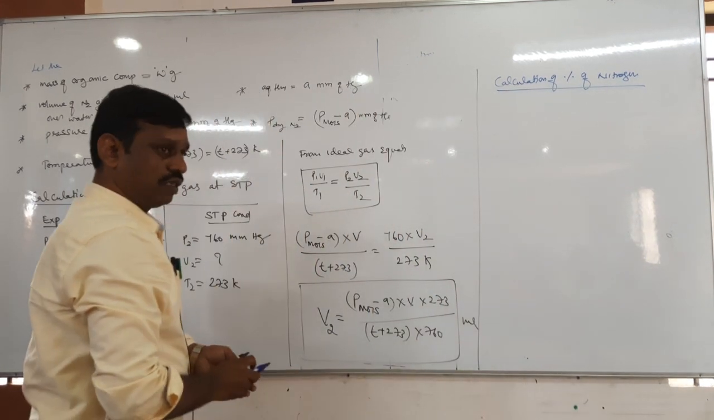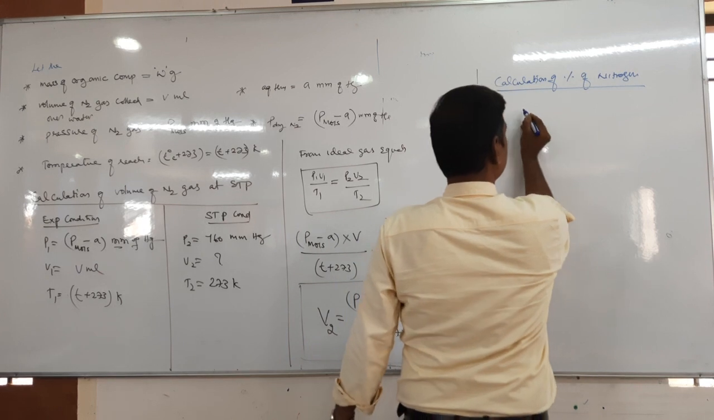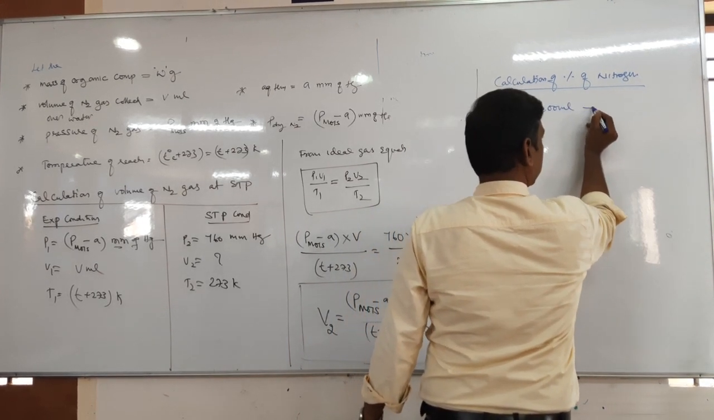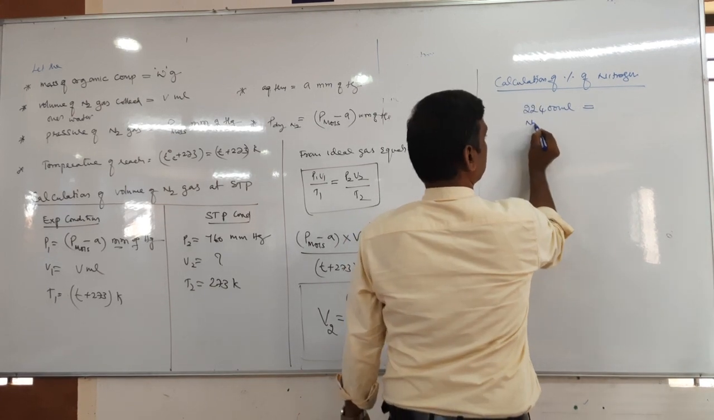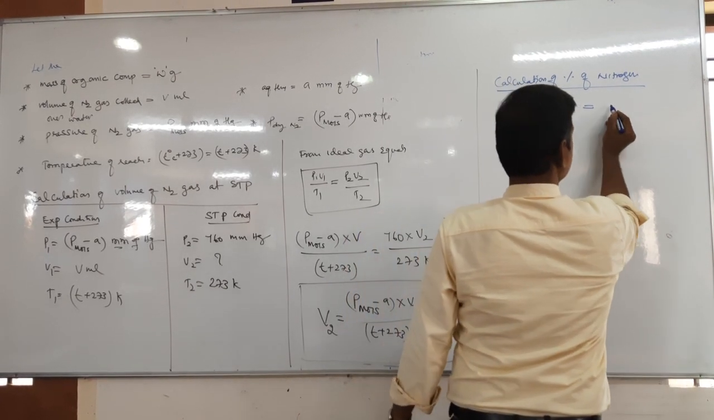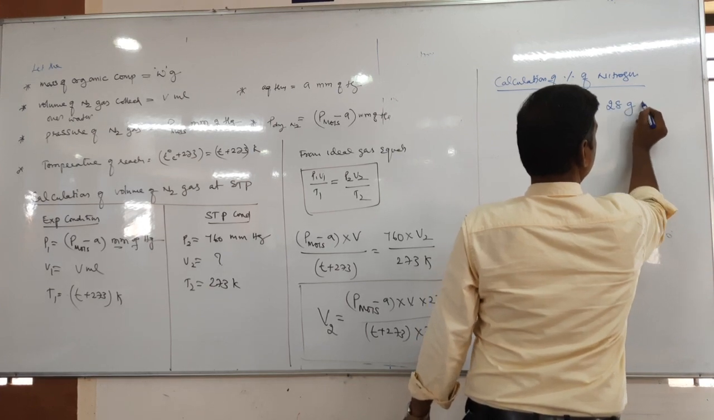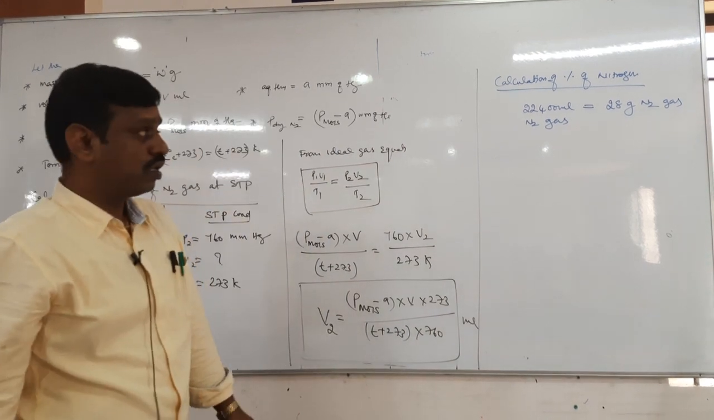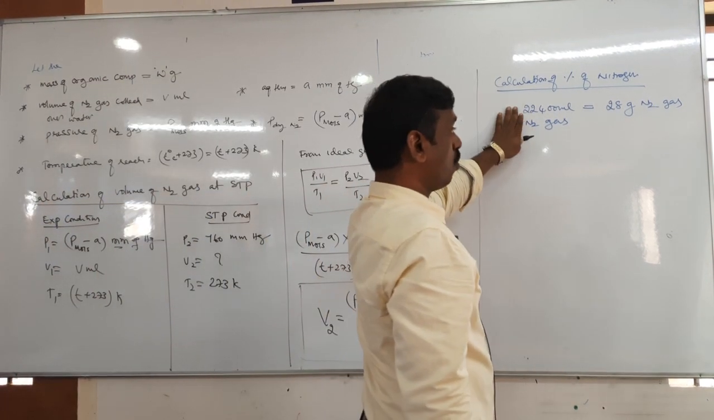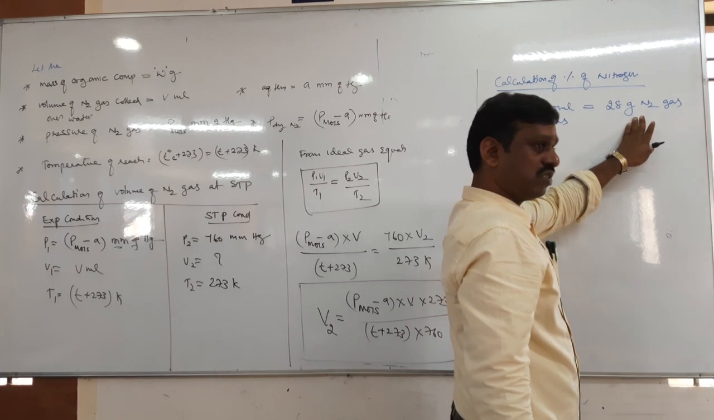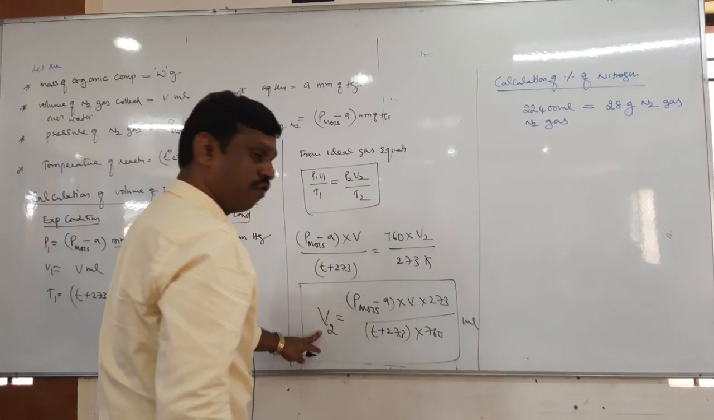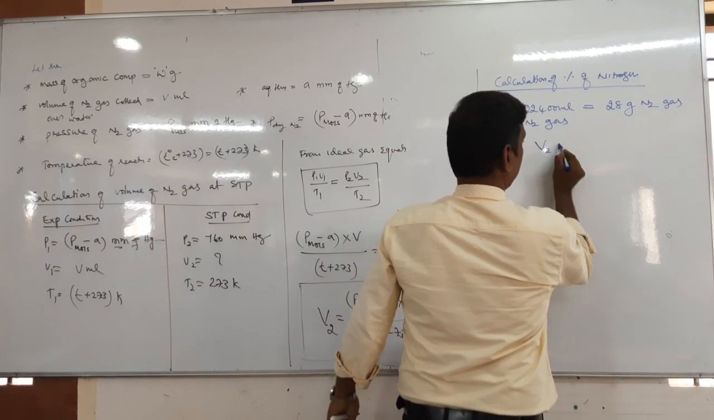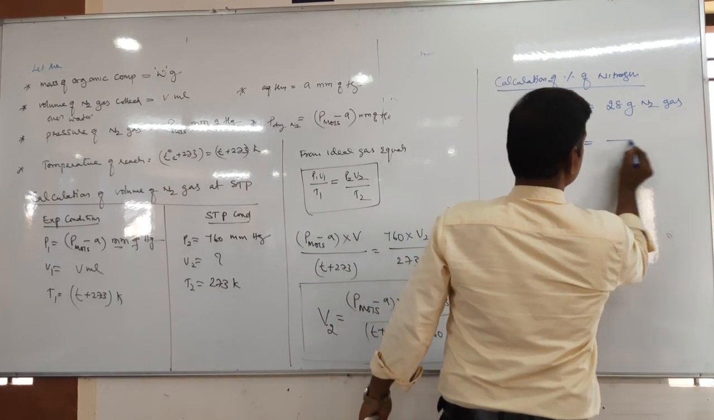Okay, then see here, we know that 22,400 ml of any gas, or nitrogen gas, N2 gas, is equal to how many grams? 28 grams of N2 gas. Yes or no? So this much volume is equal to this much mass. But how much volume did we get? At STP we got V2 ml of volume.